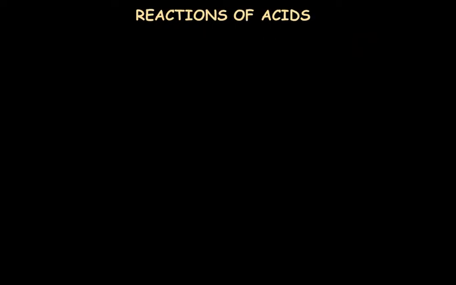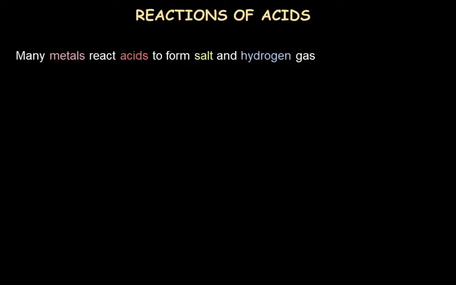Now let's start with the reactions of acids, and the first reaction we consider is that many metals react with the acid. Now when metals react with the acid, a salt and hydrogen gas are formed. Now let's understand how this is formed. For example, the metal magnesium reacts with the acid hydrochloric acid. Then here it says salt and hydrogen gas will be formed. Now how come the salt and hydrogen gas are formed?